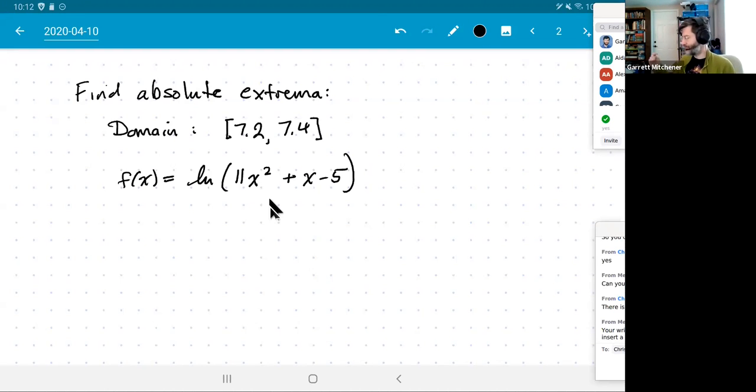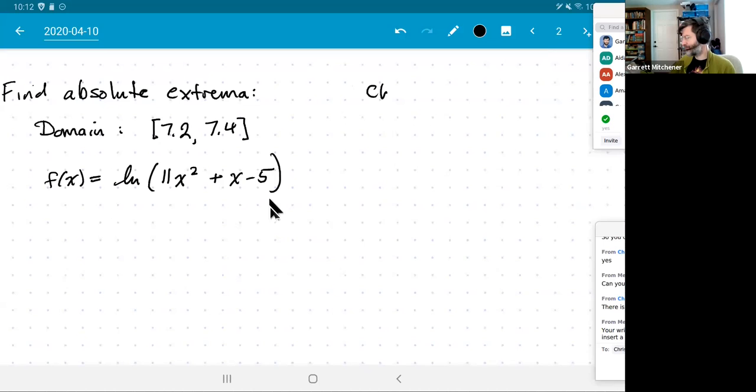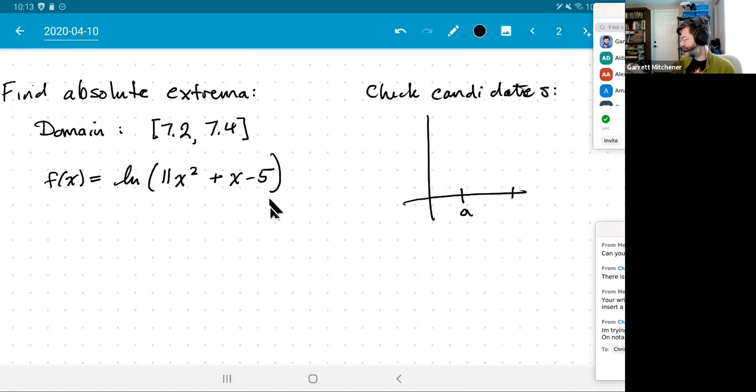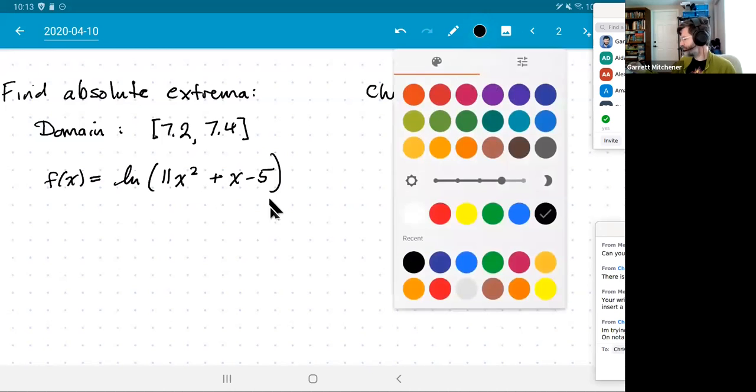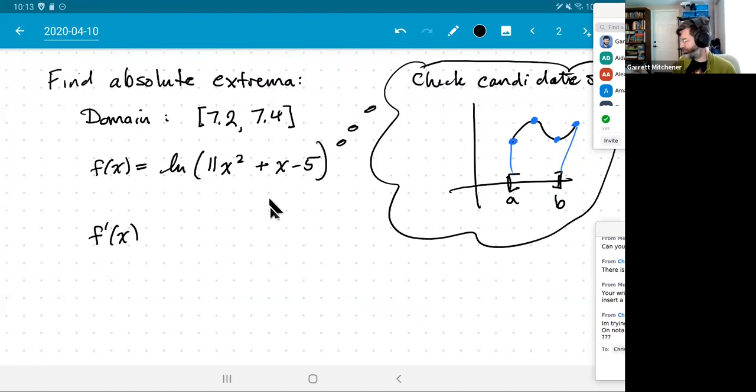Okay, now remember how you find the absolute maximum and minimum values. You have to check the candidate points. All right, so you've got to check the left and right boundaries of the interval, but also any critical points in the interval. So the first step of this is the derivative.